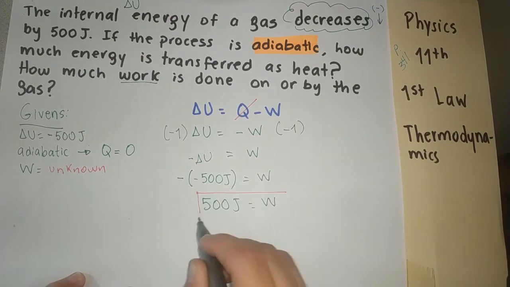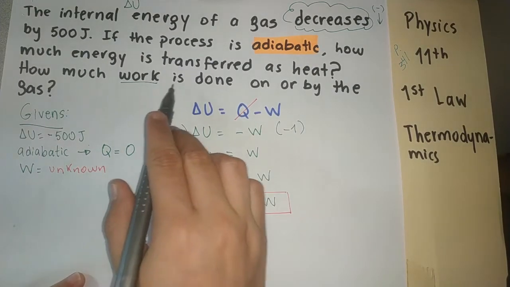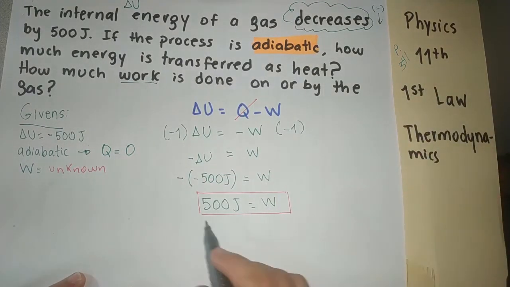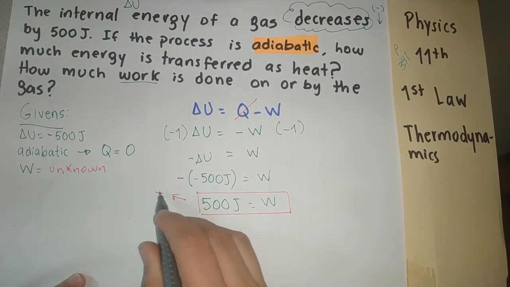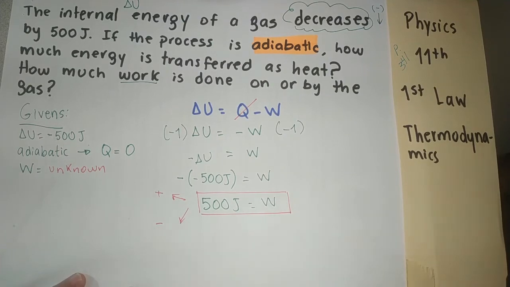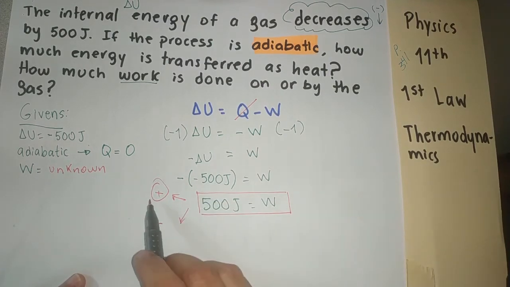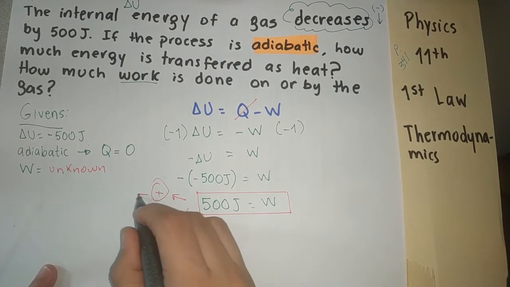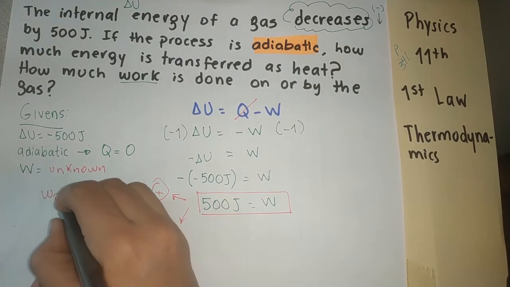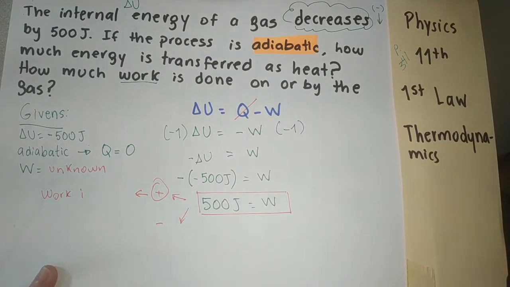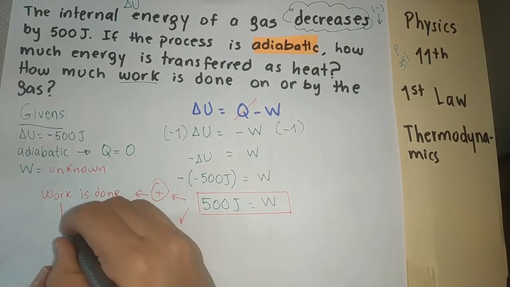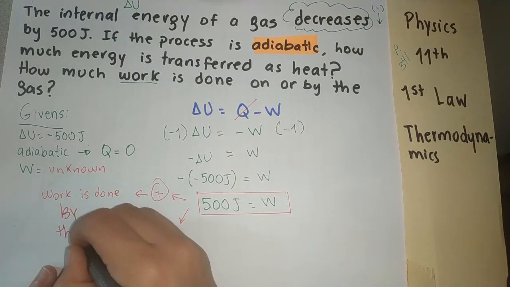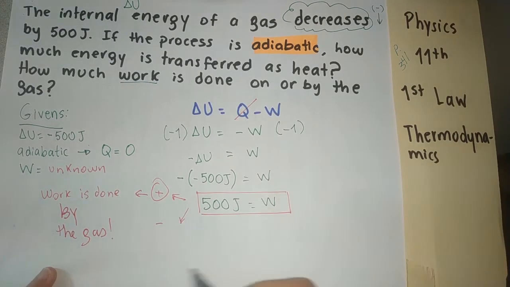Now, the other question is, is work done on or by the gas? How is this answer? Positive? Or is it negative? As you can see, negative and negative gives you positive. If it is positive, we can conclude that work is done by the gas.